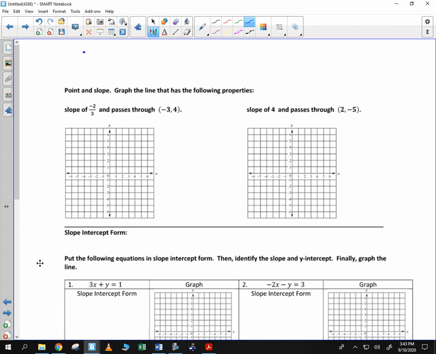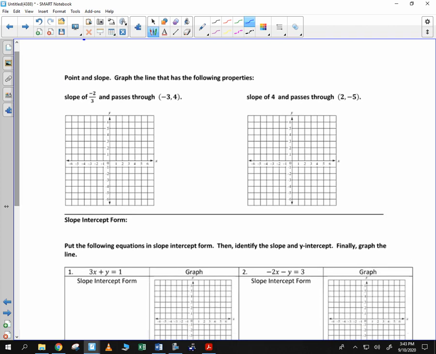Here's another thing you can do. You can use a point and a slope. It says graph the line that has the following properties. A slope of -2/3. Slope is your rise over your run, and we always run to the right. Okay? So it passes through the point -3, 4. So I go back 3 and up 4. And it says it has a slope of -2/3.